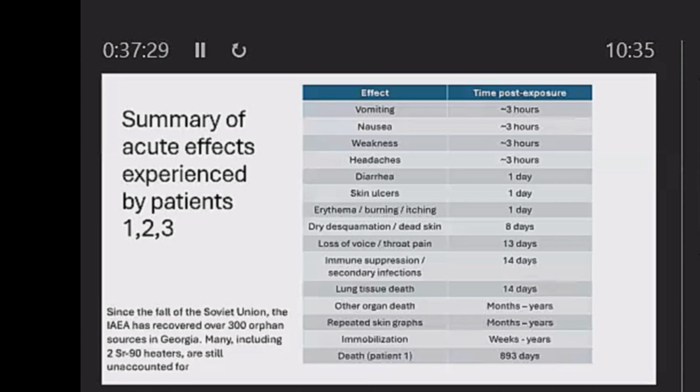Any other questions on acute effects before we move on to chronic?